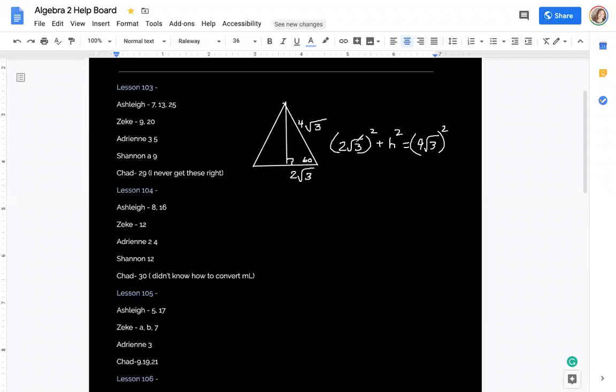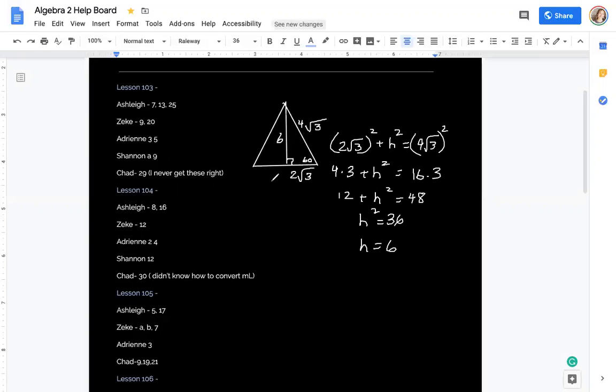And so this is going to be 4 times 3 plus h squared equals 16 times 3. And that's going to give us 12 plus h squared equals 48. h squared is going to equal 36, and h equals 6. So the height is 6.